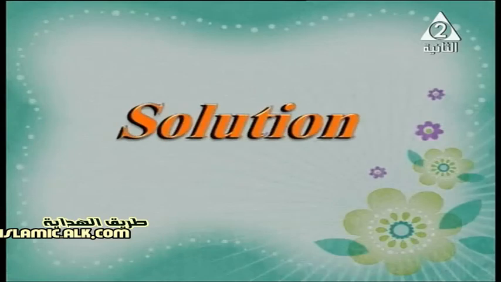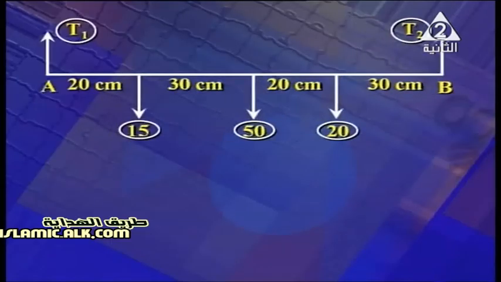Solution. Dear student, look at the opposite figure. It represents a uniform rod. Its weight, 50 Newton, acts on the midpoint of AB. Remember, AB equals what? 100 centimeter or 1 meter. We have two tensions, T1 and T2.